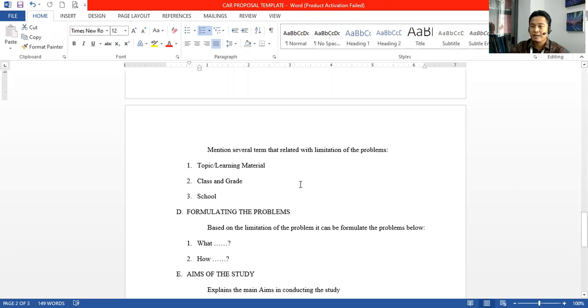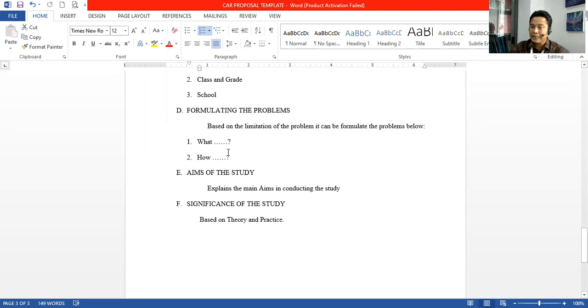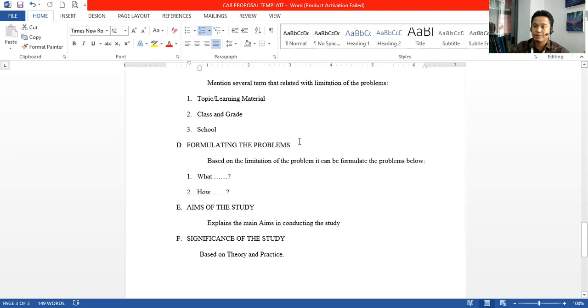And the next one is formulating the problems. I gave you 2 examples of formulating the problem, starting with the questions what and then how. What consists of the problem that you're going to discuss, that you're going to conduct the research for, and the second one, how you're going to solve the problem, what kind of alternative solution you're going to use. That will be the formulating of the problems.